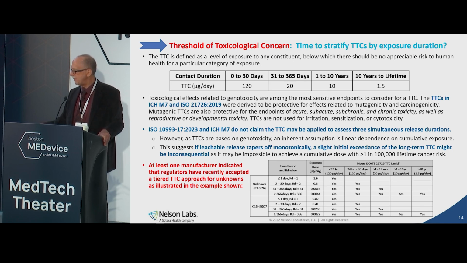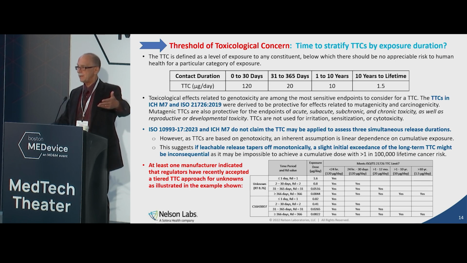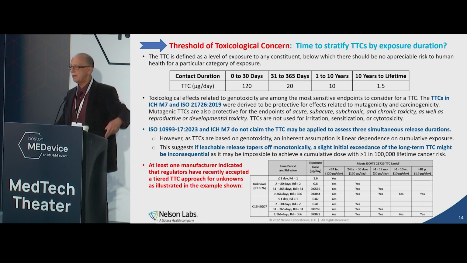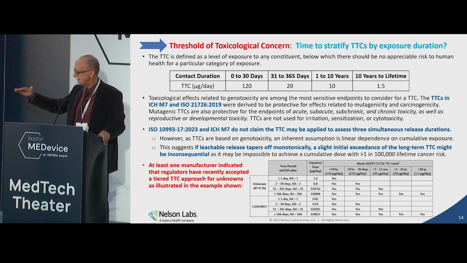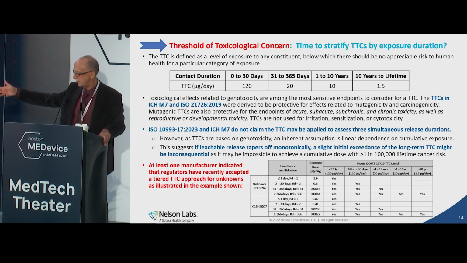However, even though you're supposed to use a 1.5 for any device that's long-term, if leachable release tapers off monotonically, and that almost always happens like with metal because there's no way for the organic chemical to be absorbed into the metal, it just generally comes off in a day or two. If it's tapering off, a slight exceedance of this 1.5 is very unlikely to be consequential to a risk because you couldn't possibly have greater than 1.5 every day for over 10 years.